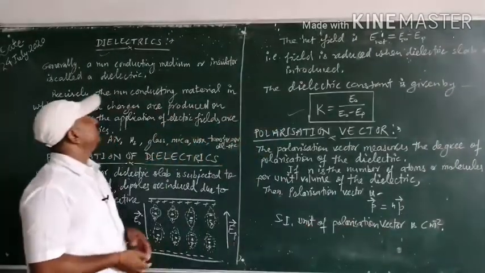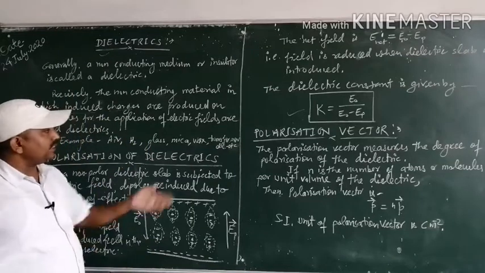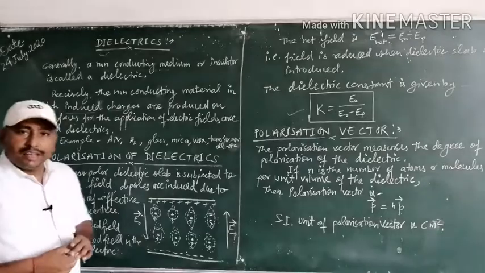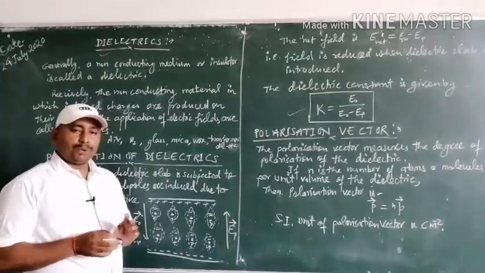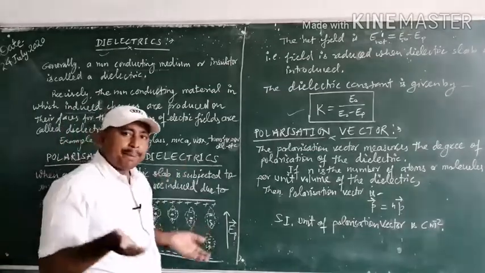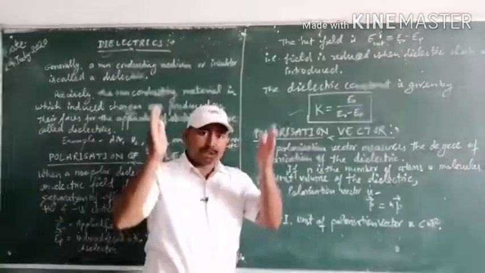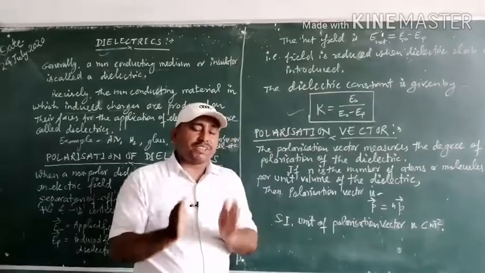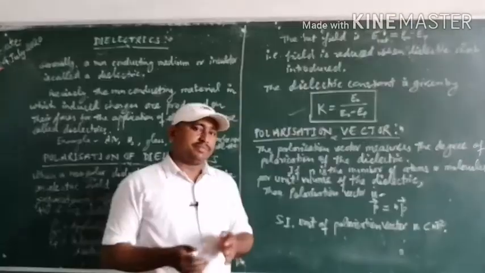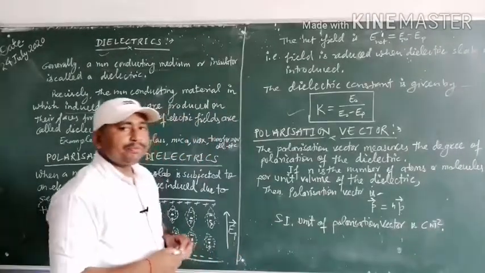Okay, so that was dielectrics, the polarization vector and polarization of dielectrics. Tomorrow we will discuss the polarizing strength and what happens when a dielectric slab is placed between the plates of a capacitor, and what will be the effect on the capacitance. We will discuss it tomorrow.